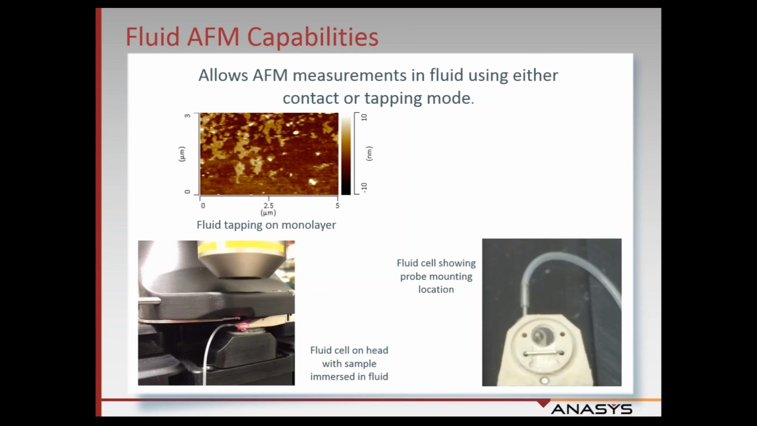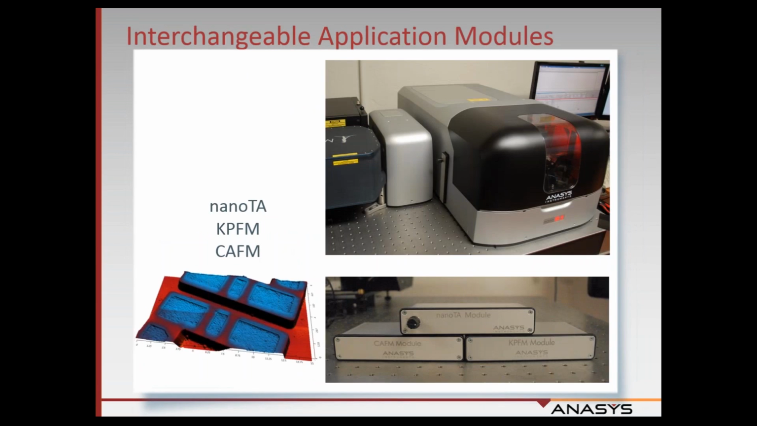Some of the newer techniques that we've more recently added onto the system is the capability to do fluid AFM, and so this shows an image here and shows the fluid cell on the system. This image shown over to the right here is looking down at the fluid cell where you can mount the probe onto the system, and then this is it in action in which we're making measurements and showing a fluid tapping image collected on a monolayer sample. So if you'd like to do AFM measurements in fluid, then this is an accessory for the system.